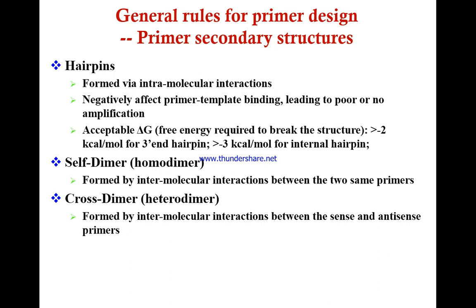Self-dimer, homodimer. Hairpin we had already talked about before. So what is self-dimer? Two primers bind to each other, so it is called self-dimer, formed by intermolecular interaction between the two same primers. Cross-dimer is formed by intermolecular interaction between the sense and antisense primers.